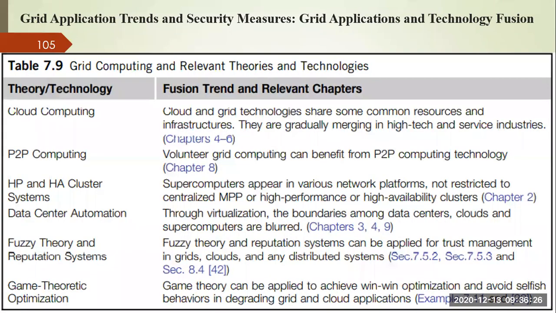In this table, you can see some of the grid computing relevant theories and technology. You know that cloud computing is related to grid computing. In fact, grid computing is the backbone of cloud computing. The cloud and grid technologies share some common resources and infrastructures, as we have discussed. And P2P computing is one in which each and every peer is independent of each other. So voluntary grid computing can benefit from this P2P computing technology.